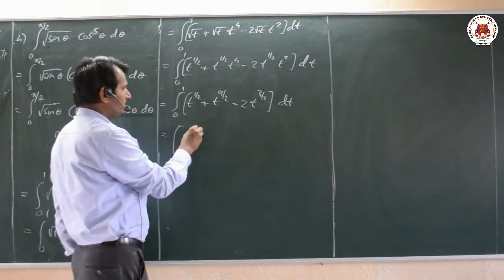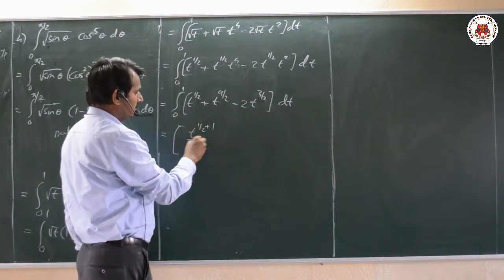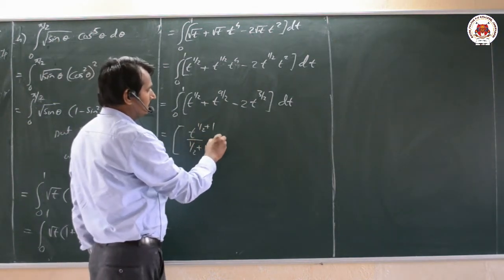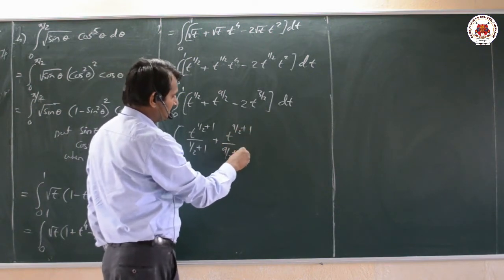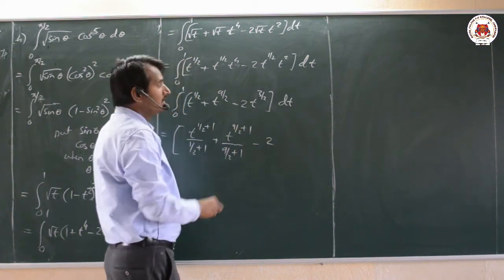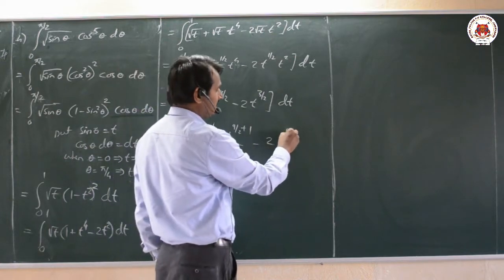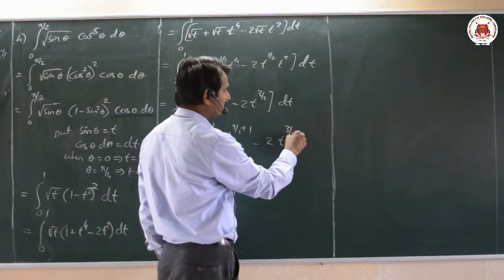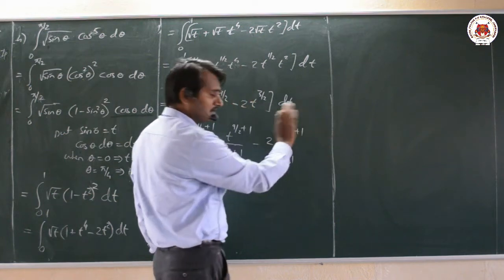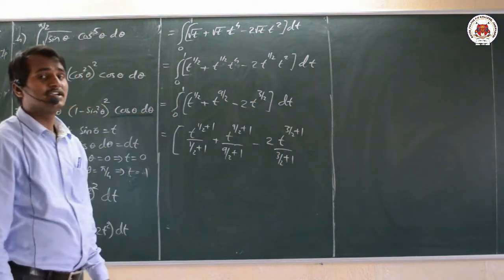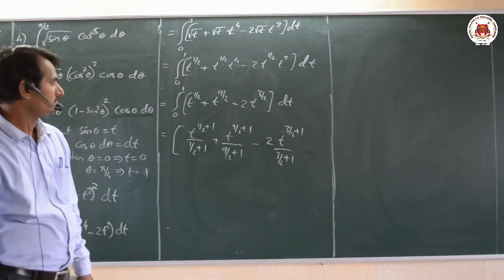t raised to 1 by 2 means we get t raised to 1 by 2 plus 1 divided by 1 by 2 plus 1, plus t raised to 9 by 2 plus 1 divided by 9 by 2 plus 1, minus 2 into t raised to 3 by 2 plus 1 divided by 3 by 2 plus 1. No constant will be there since it is a definite integral here.